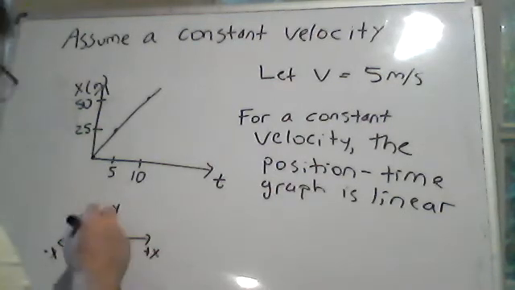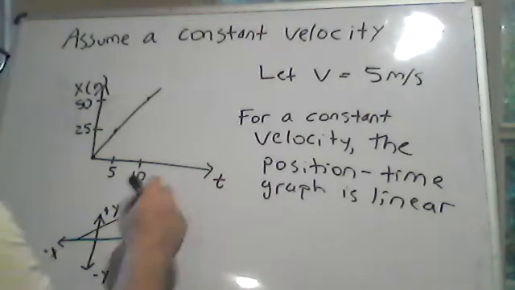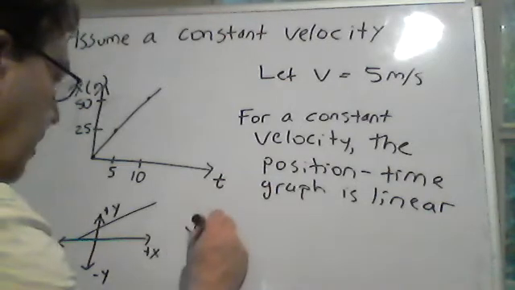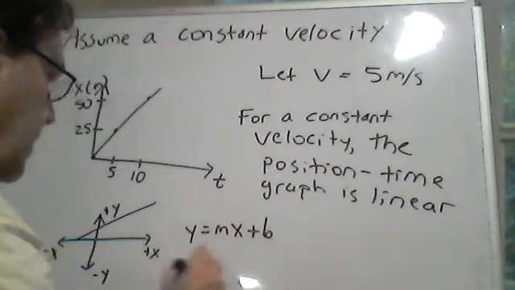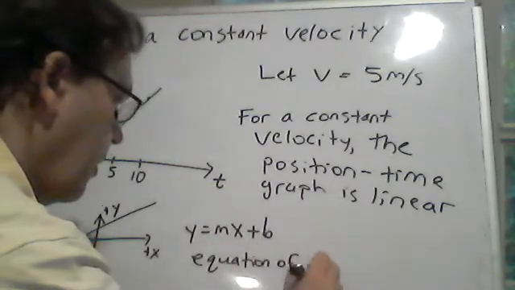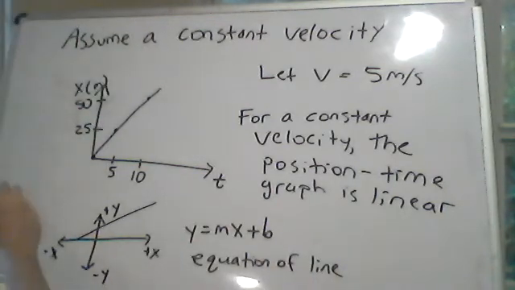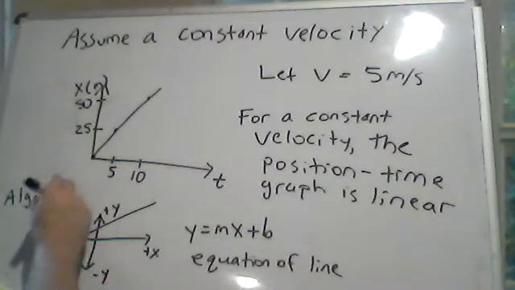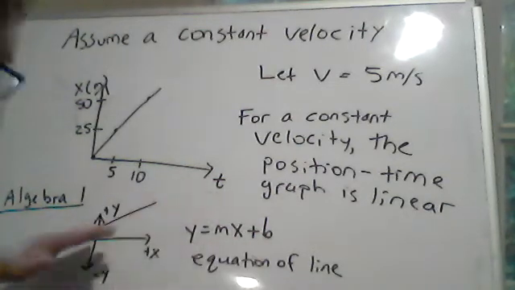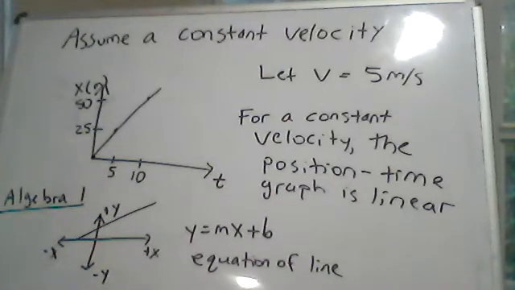Let's just say we have some sort of a line. Back in algebra, if you remember, the equation of a line is y equals mx plus b. Remember, b was the y-intercept: the location along the y-axis where the graph crosses the axis. And m is the slope.